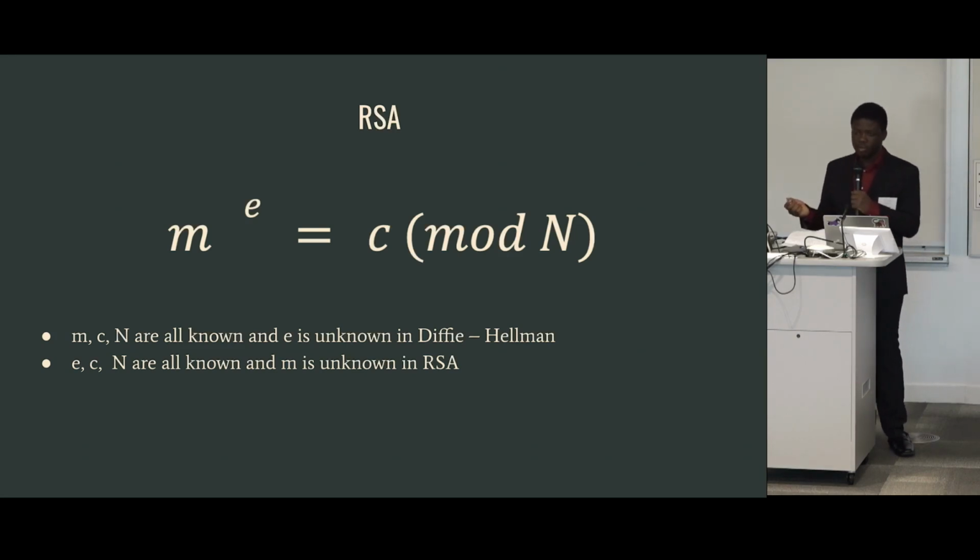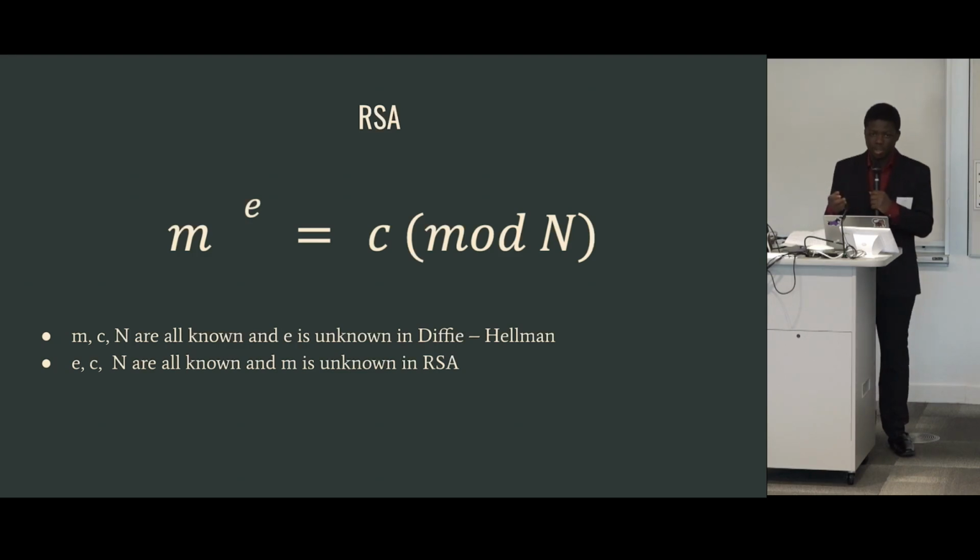So in Diffie-Hellman, remember we were talking about how it's secured by the discrete log problem. So basically you have to crack that problem in order to break this crypto system. We were talking about that. M, C, and N are all known. So basically in Diffie-Hellman, you need to find that E. You need to find that exponent.